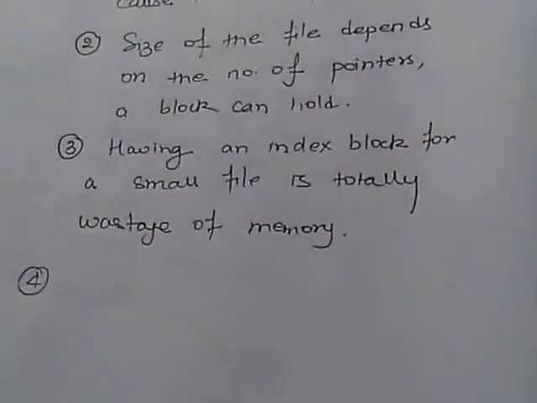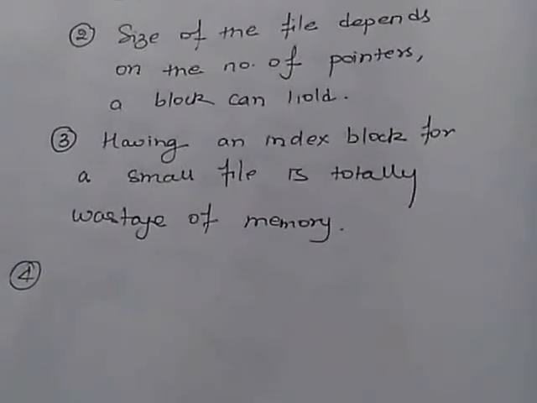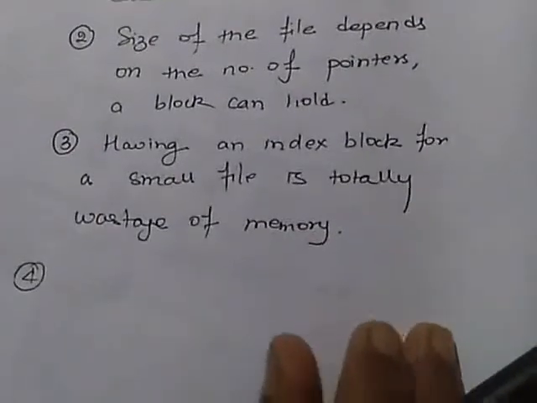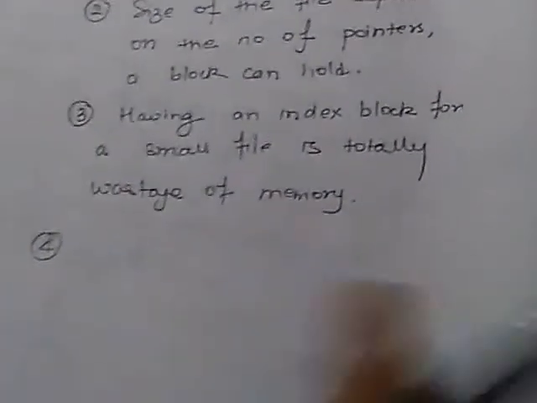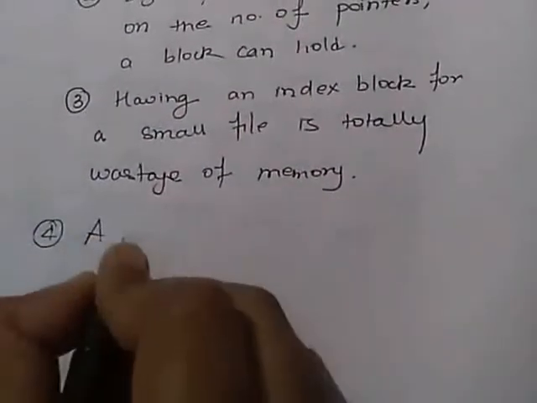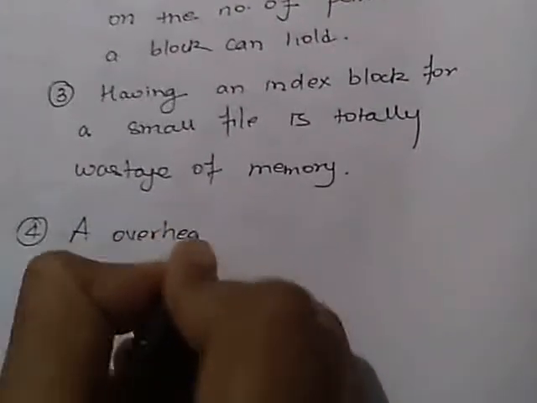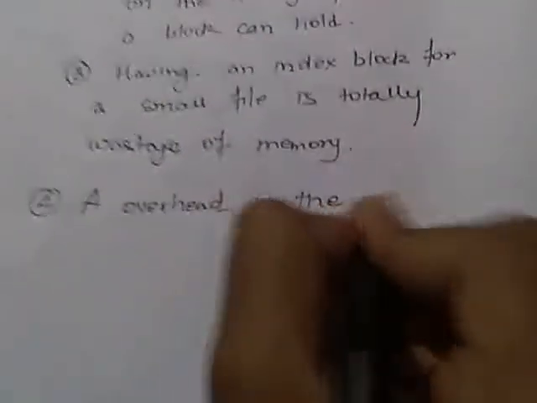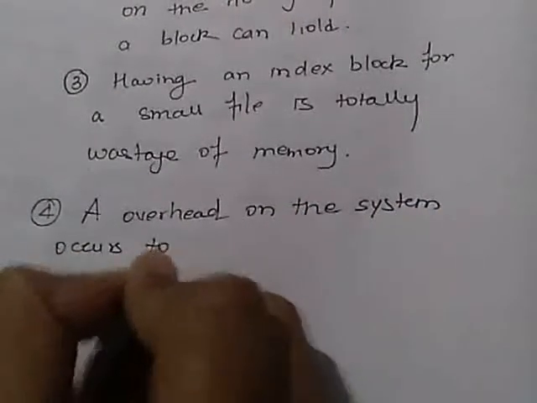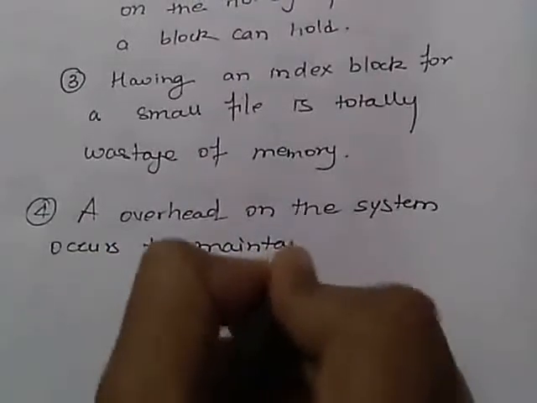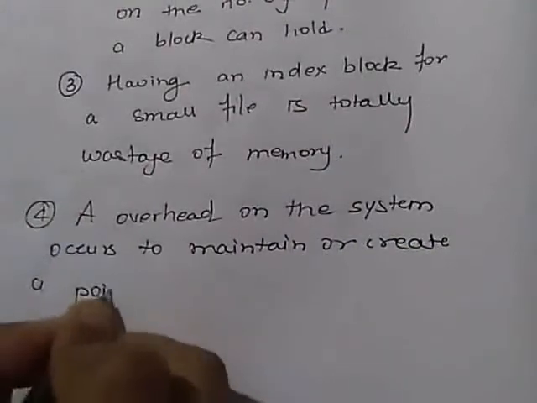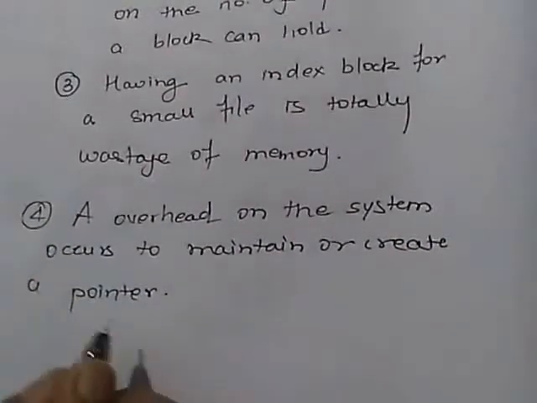Now as we know, in indexed block allocation the size of the file depends on the number of pointers. If the size of the file is big, we need to create more pointers. So here an overhead on the system occurs to maintain or create the pointers. So this is the disadvantage.